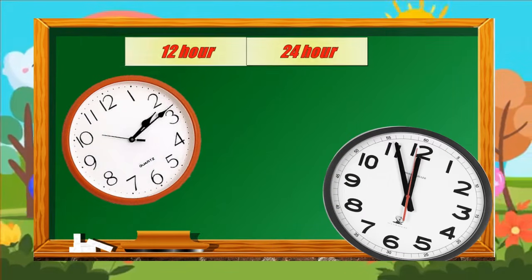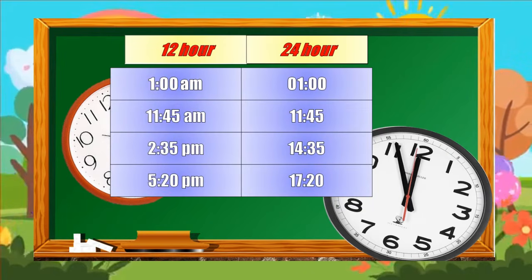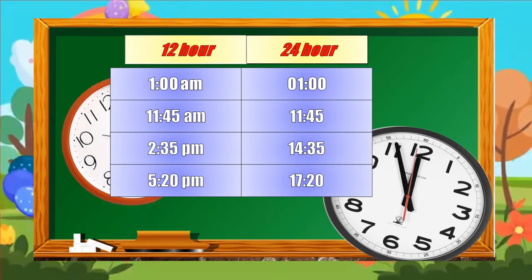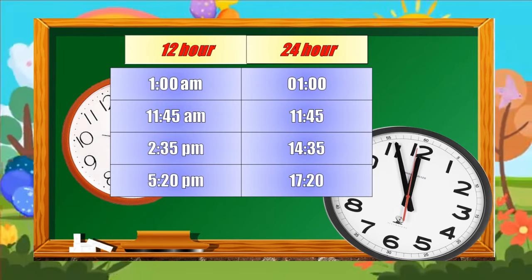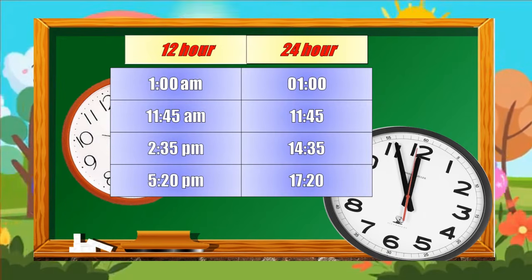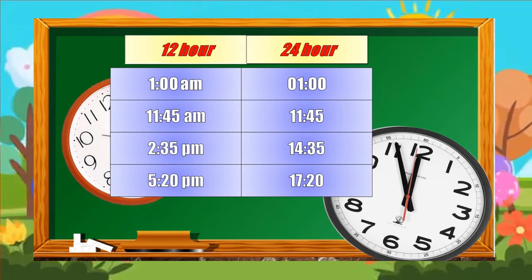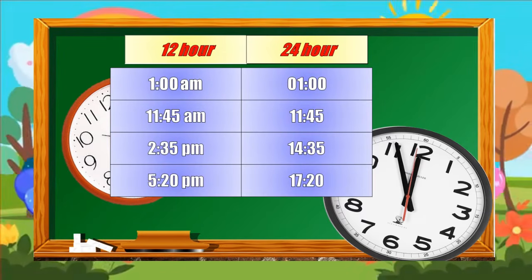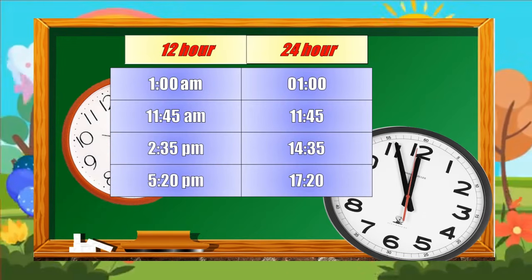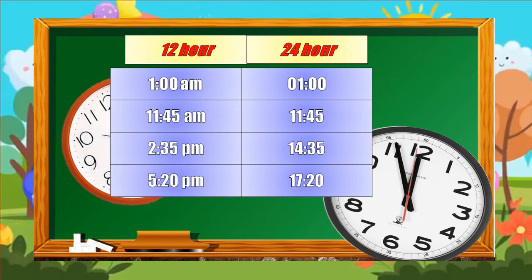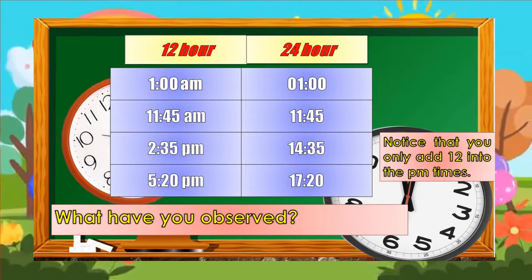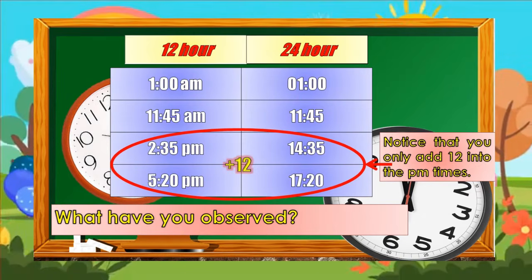We have here some examples of a 12-hour time and a 24-hour time. In 12-hour time, 1 AM is 0100 hours in a 24-hour time. 11:45 AM is 1145 hours in a 24-hour time, while 2:35 PM is 1435 hours in 24-hour time, and 5:20 PM is 1720 hours in a 24-hour time. Now what have you observed? Notice that you only add 12 to the PM times.